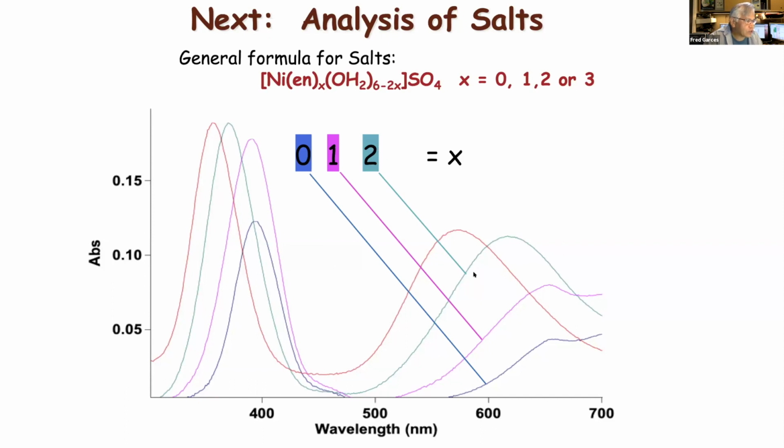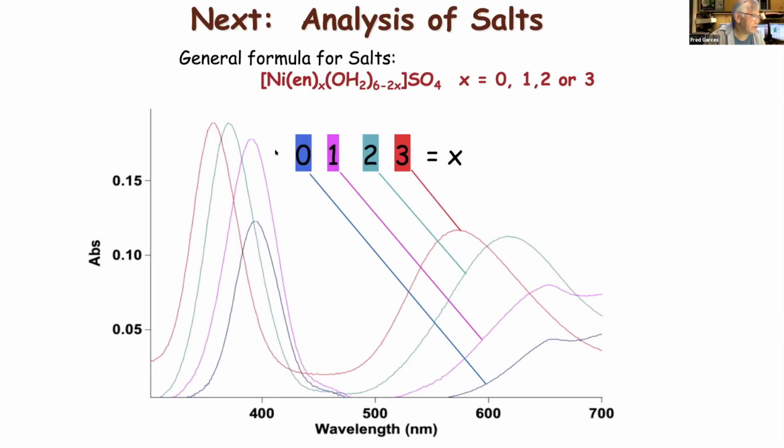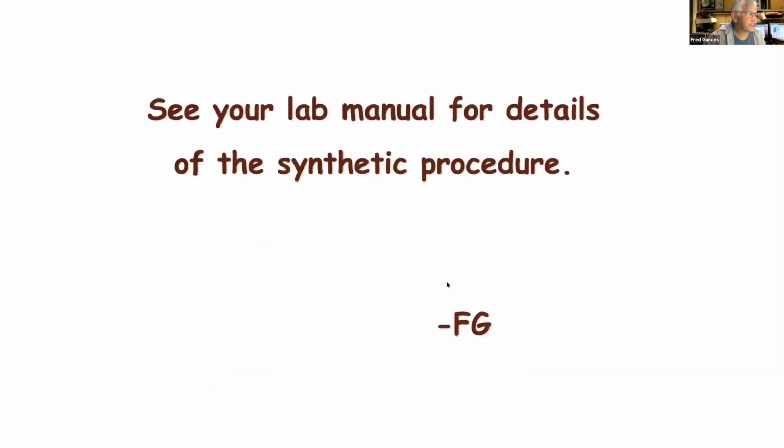When X equals 2, you have this compound right here. This is the absorbance. And you notice again that it's shifting to shorter wavelength, higher energy. Higher energy is to the left. Shorter wavelength is higher energy. And when X equals 3, sorry about that, we have this. It has the shortest wavelength. Okay, so that's your synthesis part.